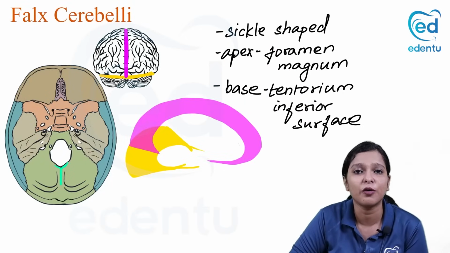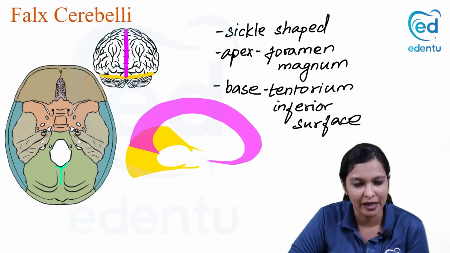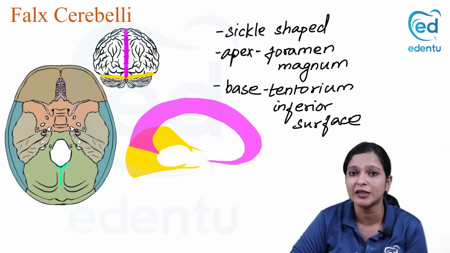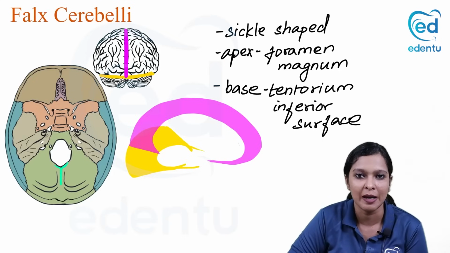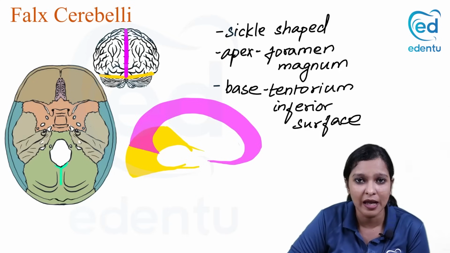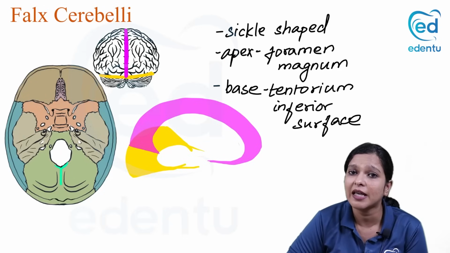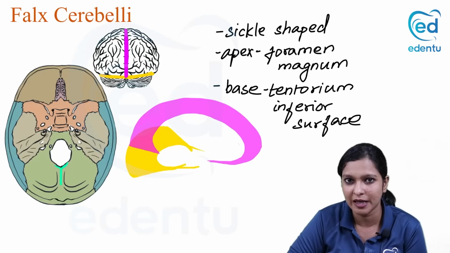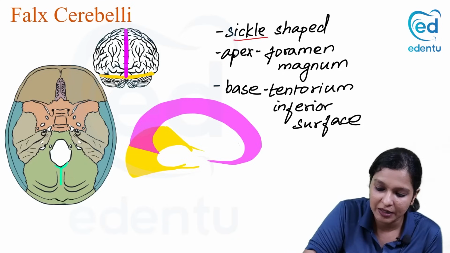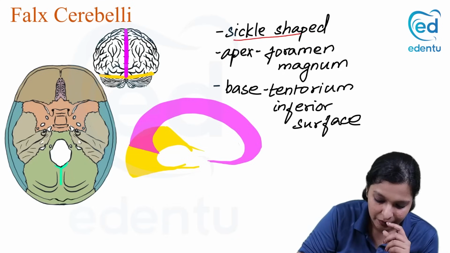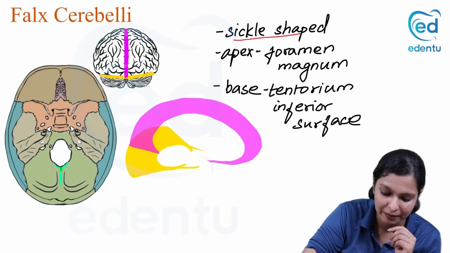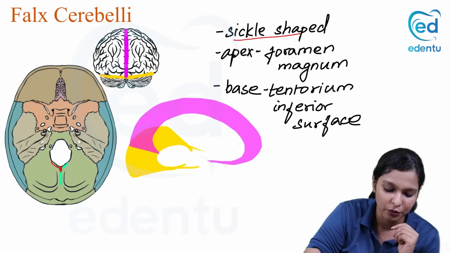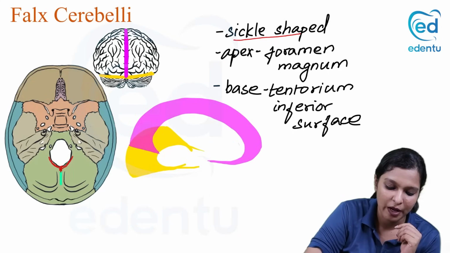The third dural fold that we are seeing is the falx cerebelli. It is called falx because it is sickle shaped, and it is called cerebelli because it is present between the two cerebellar hemispheres. Just like the cerebral hemispheres, right and left, the cerebellum also has two hemispheres, the right and the left cerebellar hemispheres. It is sickle shaped. And the lower end forms the apex here. At the apex, it splits into two and goes on either side of foramen magnum.